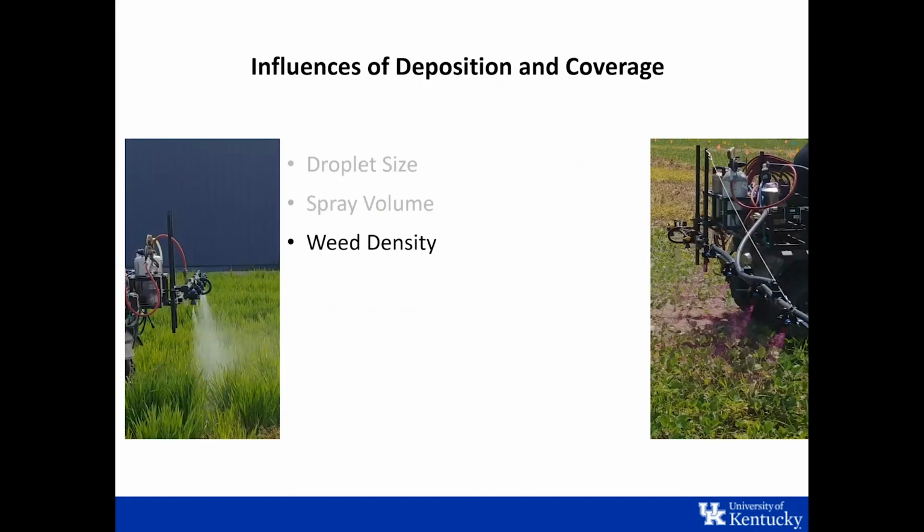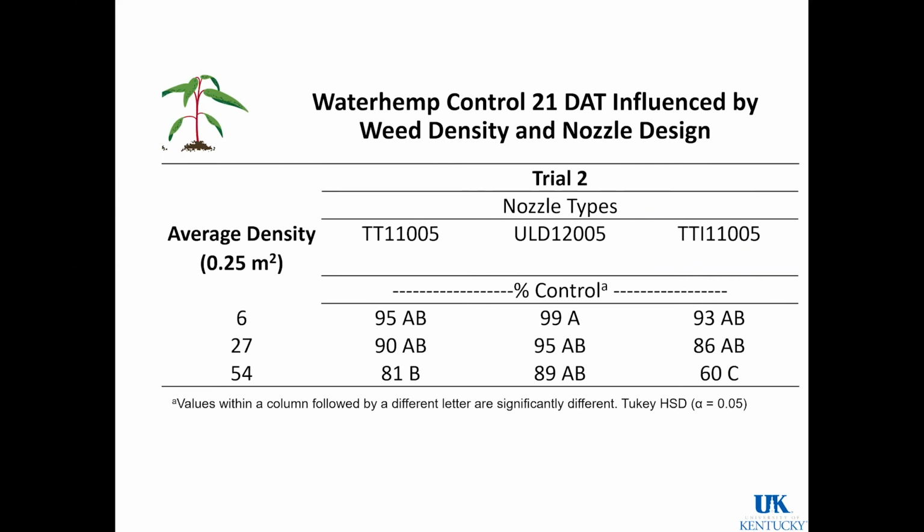Now, the last thing I want to hit here when we're talking about deposition and coverage is weed density and what influence that has on it. And it's something we've been looking at here. Okay, so this is one example where we had a trial of 3 different nozzles. So again, a medium droplet producing nozzle up to an ultra coarse droplet producing nozzle. And we applied those over 3 different densities of waterhemp. So 6, 27, and 54 plants per quarter meter squared.